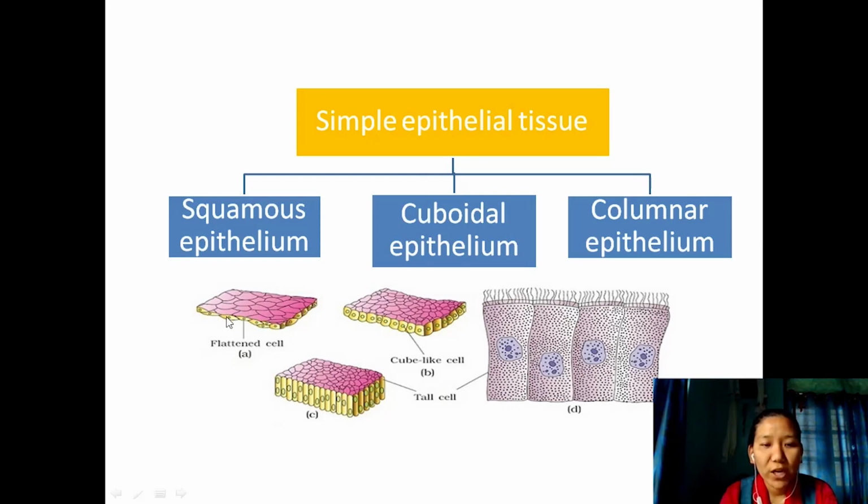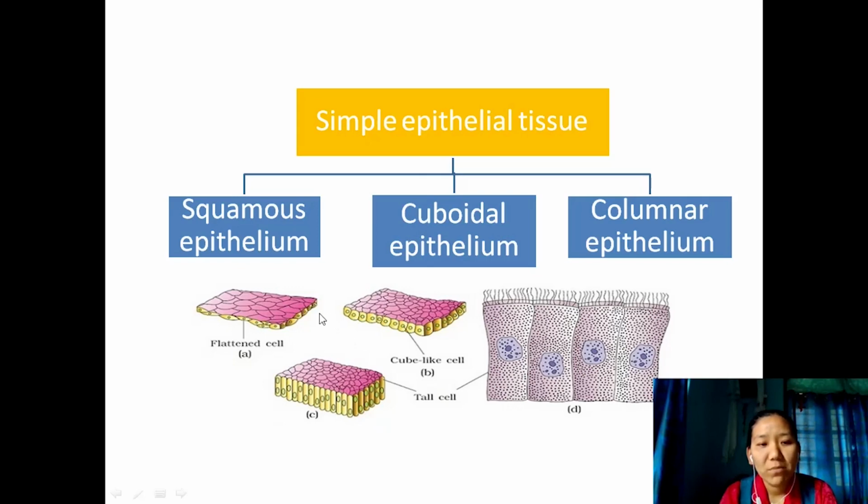Again, if you look at the position of the nucleus in each of the cells, in the case of flattened squamous and cuboidal cells, the nucleus is towards the center of the cell. But in the case of columnar cells, it is not in the center, it is at a basal position.